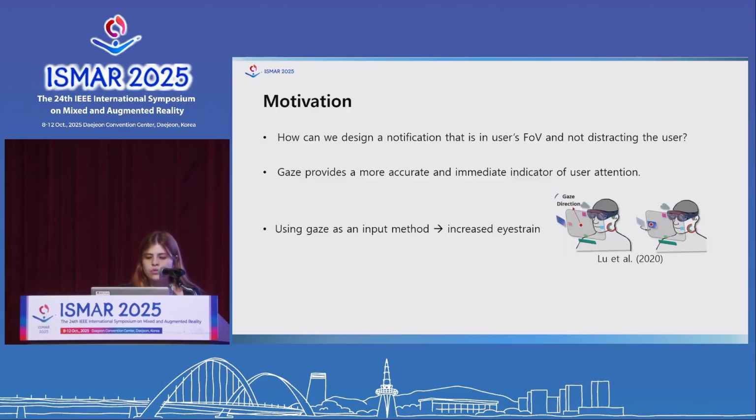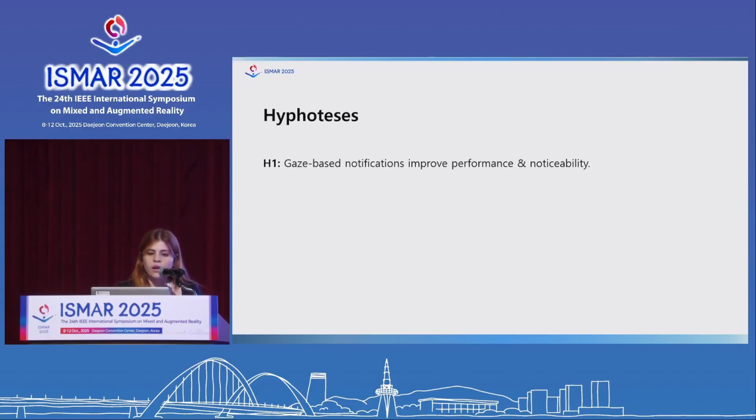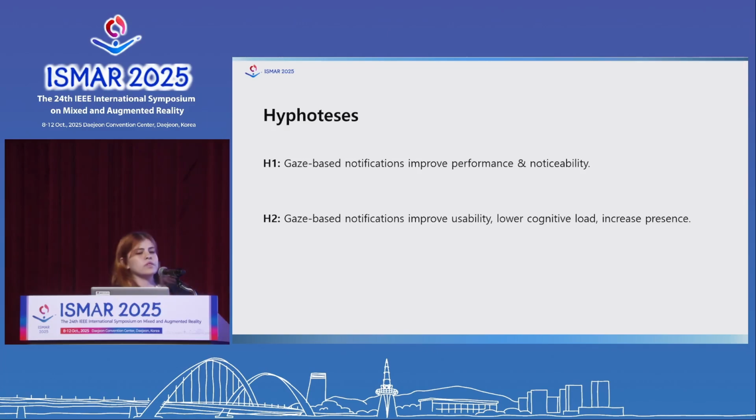Previous work used gaze as an input, and they found that it increased eye strain, and participants found it not usable. However, we proposed to use gaze as a spatial anchor, not as an input method, to dynamically position the notifications. So we have two hypotheses. The first one is to investigate how gaze-based notifications improve performance and noticeability. And the second one is to investigate in terms of the usability.